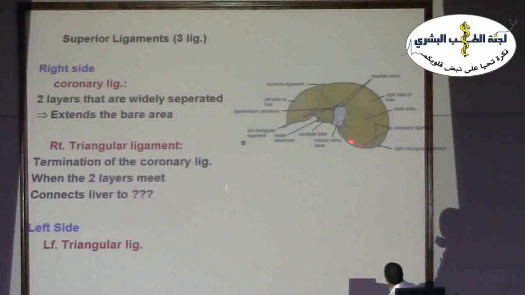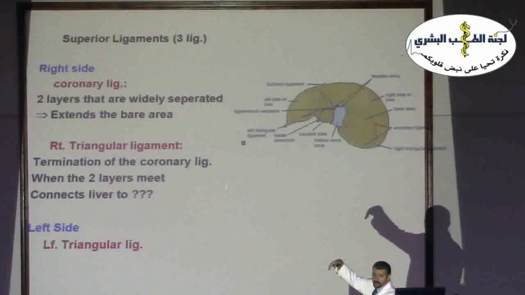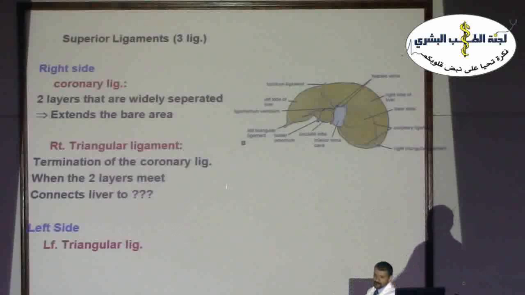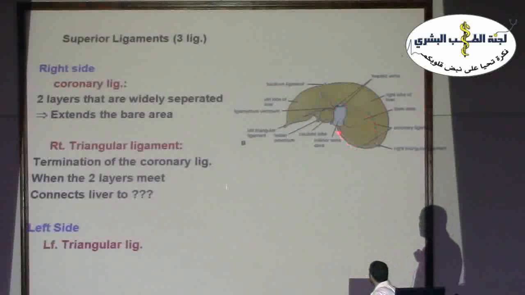These two form like a crown over the head of the liver. So I will name them coronary ligament of the liver. Okay? So those are named coronary ligament of the liver. Like a crown. So we have the coronary ligament of the liver here on the right side.